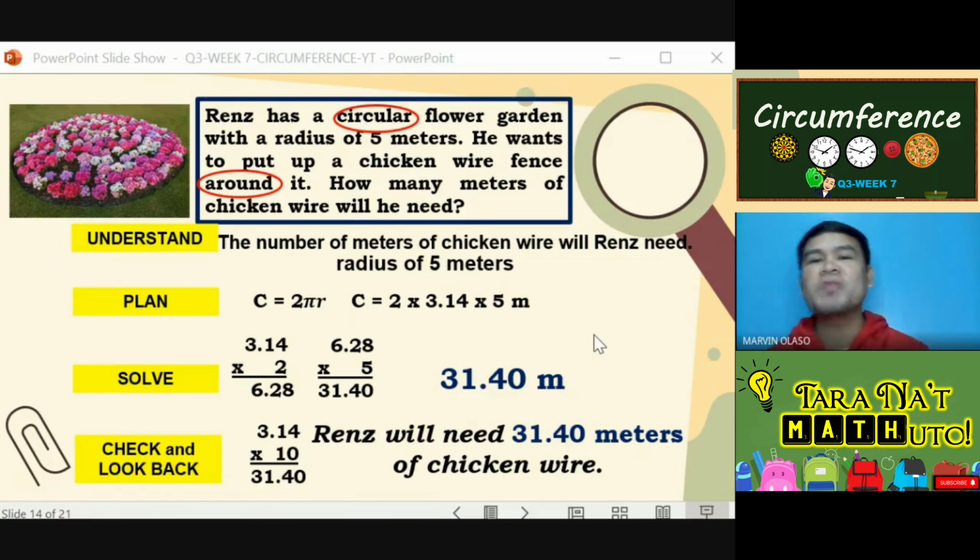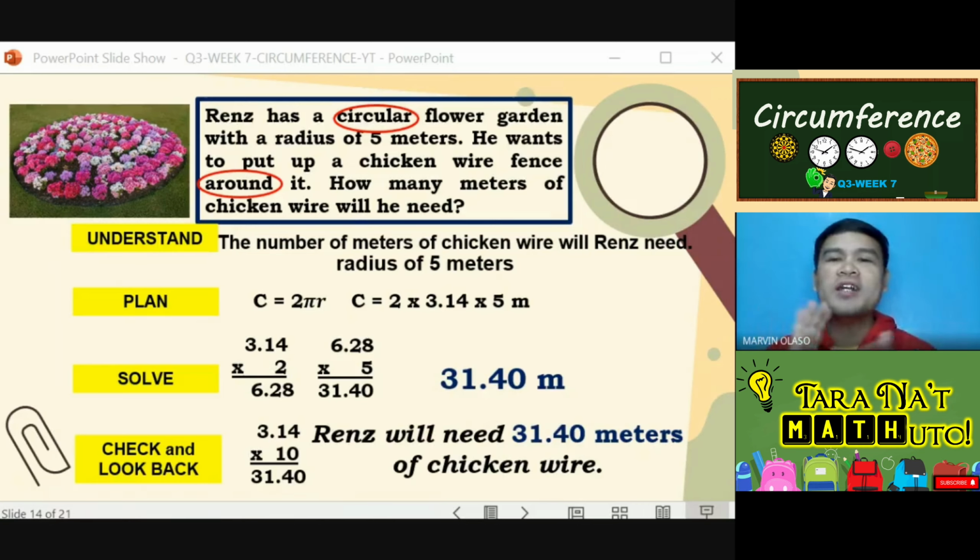Alright, so that's it mga kamatinik. So napakasimple lang ng ating circumference. Sana huwag niyong kakalimutan lang yung dalawang formula. If we are looking for the circumference and the diameter is given, C equals pi d. And if the given is only radius, just use the formula C equals 2 pi r.